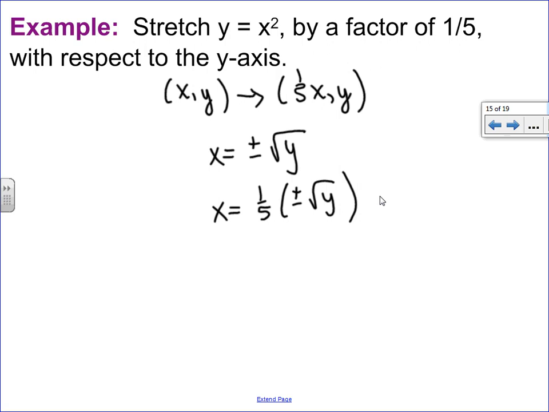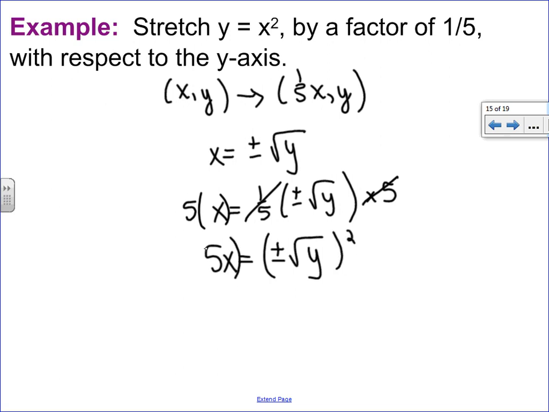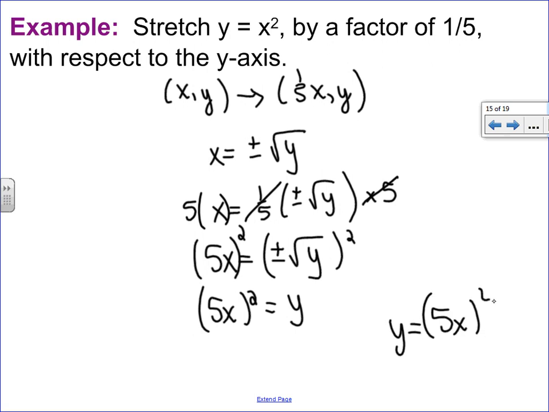So they are now 1/5 the size. I want, again, a y equals equation. To get rid of multiplying by 1/5, or dividing by 5, I will multiply both sides of the equation by 5, because 1/5 of 5 is 1. So I end up with 5x equals 2 plus or minus the root of y. Again, to get rid of the square root, I will square both sides. So 5x all squared equals root y squared, or negative root y squared, which is just y. So you can see that if I have horizontally stretched it by a factor of 1/5, my b value becomes a 5.